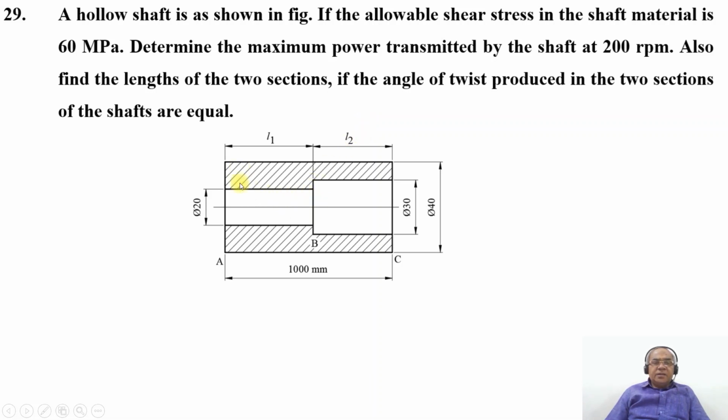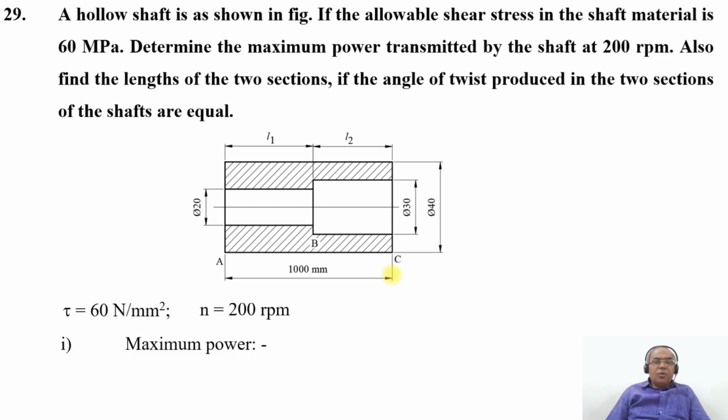So we have a shaft having diameter 40, and there is an internal counter bore of diameter 30 to a depth of L2, and also a diameter of 20 for the entire cross section, and that diameter 20 for a length of L1. So we have the points A, B, and C, with a shaft length of 1000 mm. So tau is given, which is 60 Newton per mm square, and N is 200 RPM.